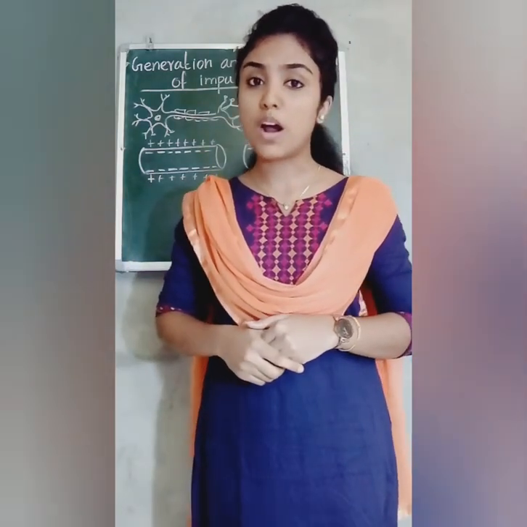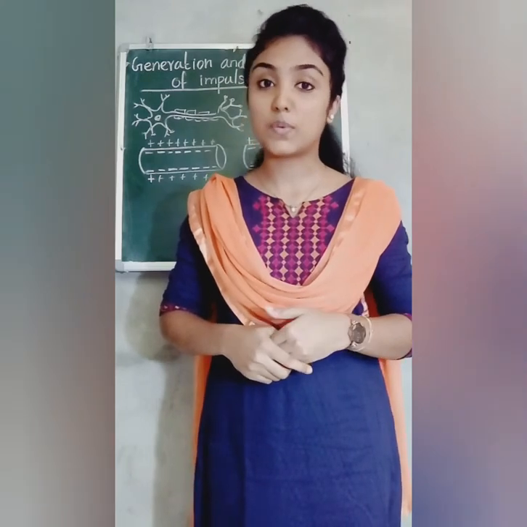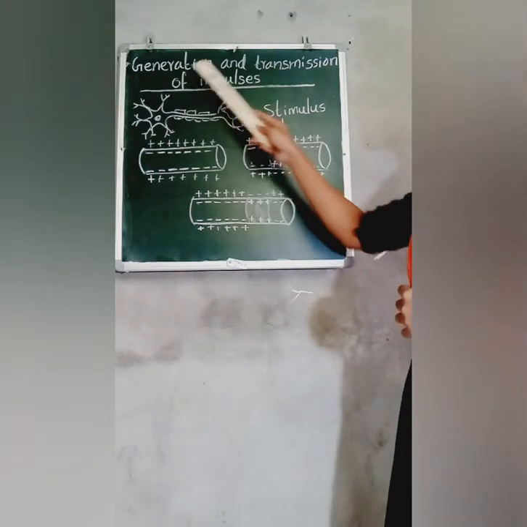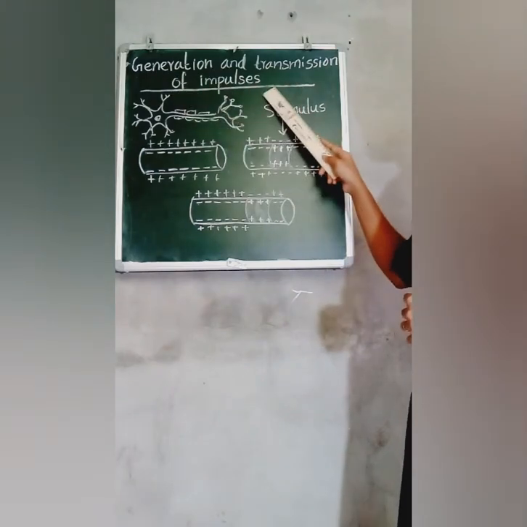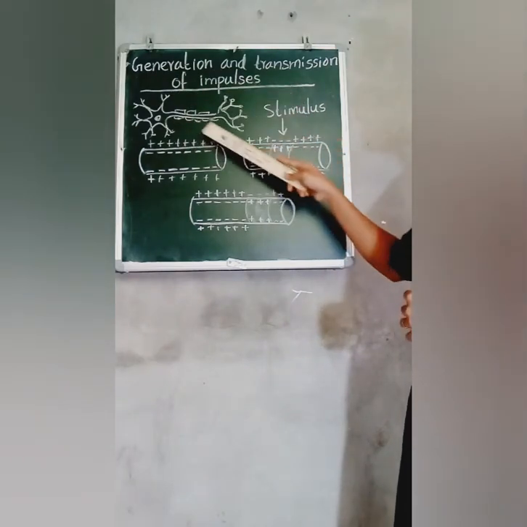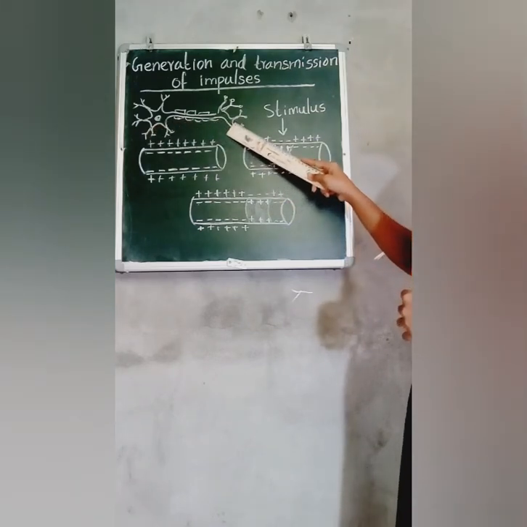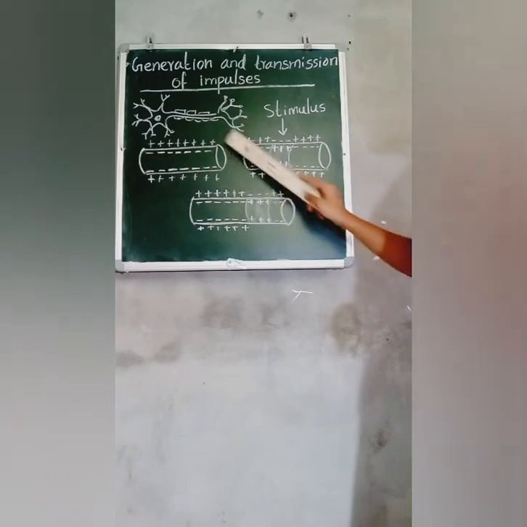But do you know how the impulses are generated and transmitted? So today we shall discuss the topic generation and transmission of impulses. Now have a look at this diagram. What is this? Yes, this is a neuron, and this is a part of a neuron.